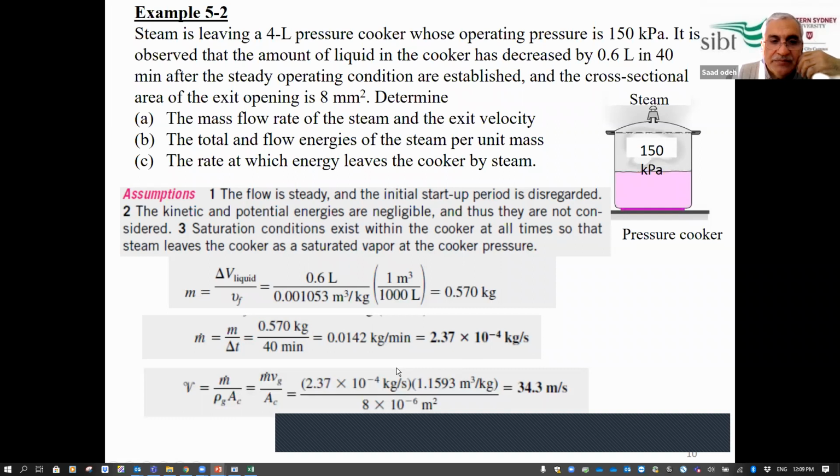Also, we found the velocity, because the velocity is also required here in the first part of the question, exit velocity. So for exit velocity, we can use the mass flow rate equation. Now we know the mass flow rate divided by the density of the gas, divided by the area at the exit, which is also given, 8 millimeters square. Substitute these values, and you can get the velocity at the exit.